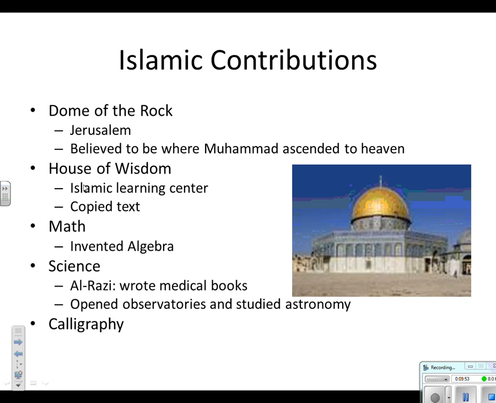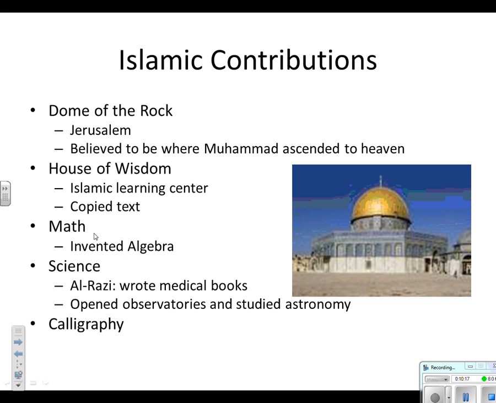The House of Wisdom was in Baghdad and was a center of knowledge. You could kind of call it a university for the Islamic people. And one of the main things they did is they copied text into various languages, not just Latin and Greek like usual, but Persian and Arabic and other languages as well, to try to spread knowledge to as many parts of their empire as they could. And remember, this is what they did after they were stopped at the Battle of Tours.